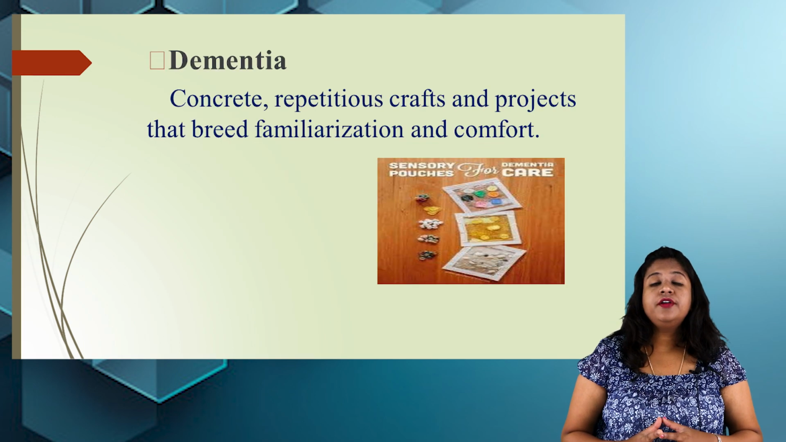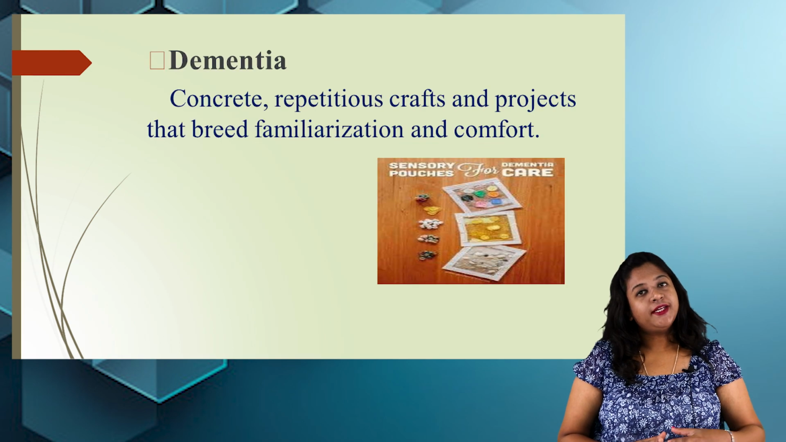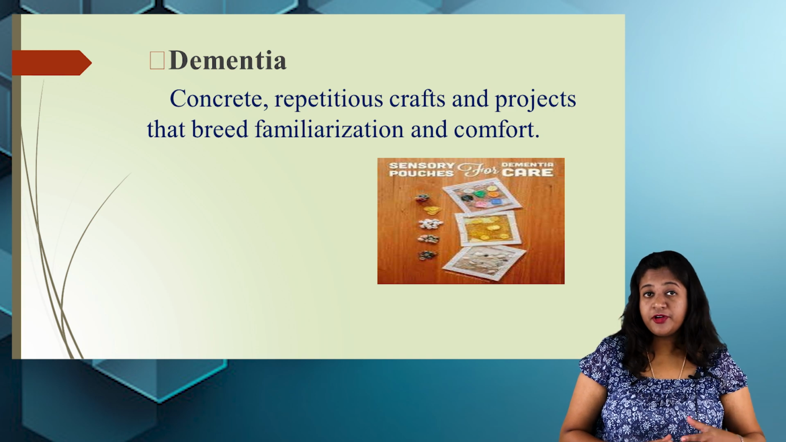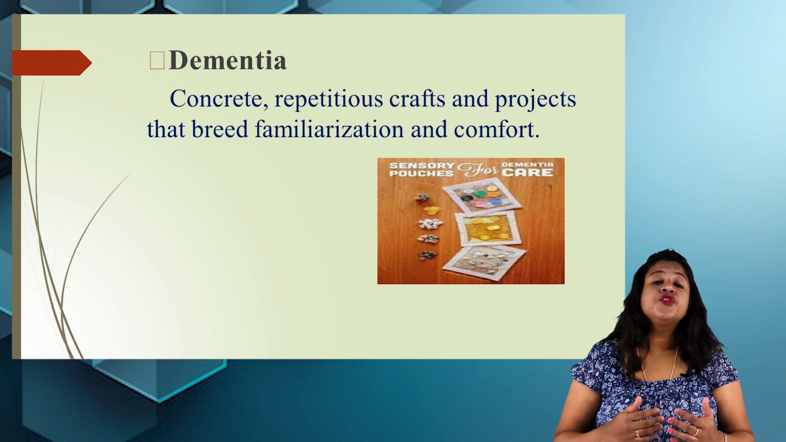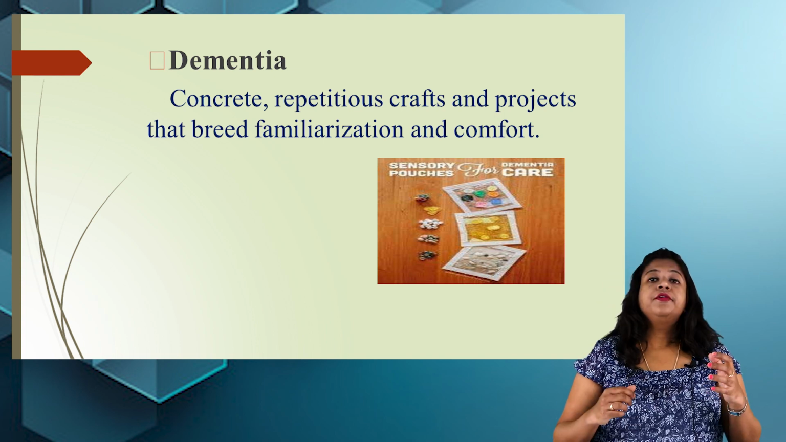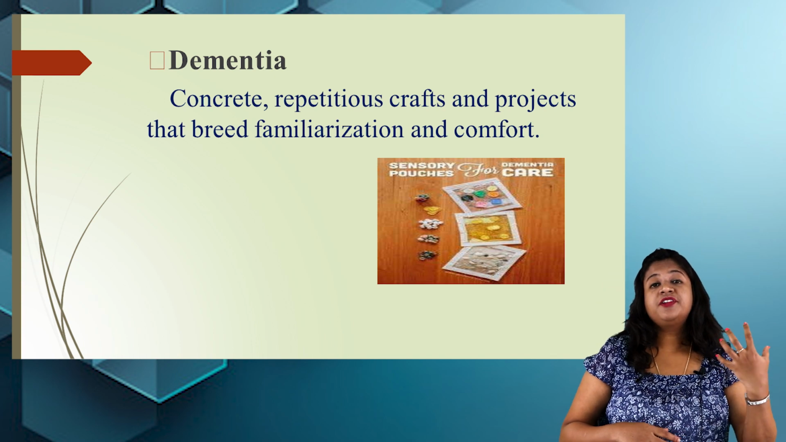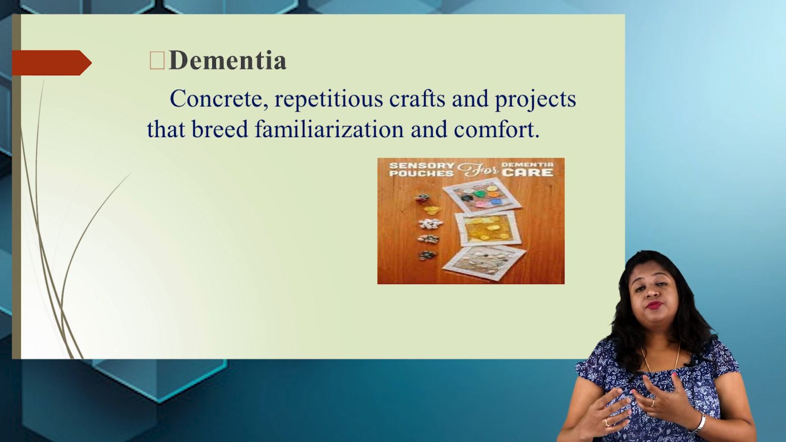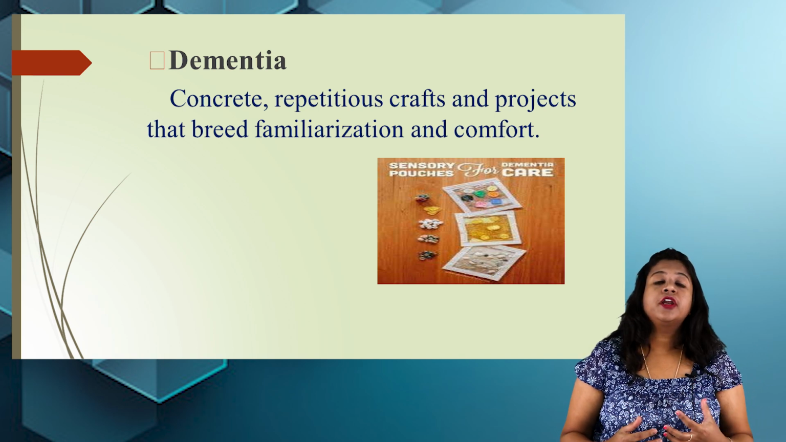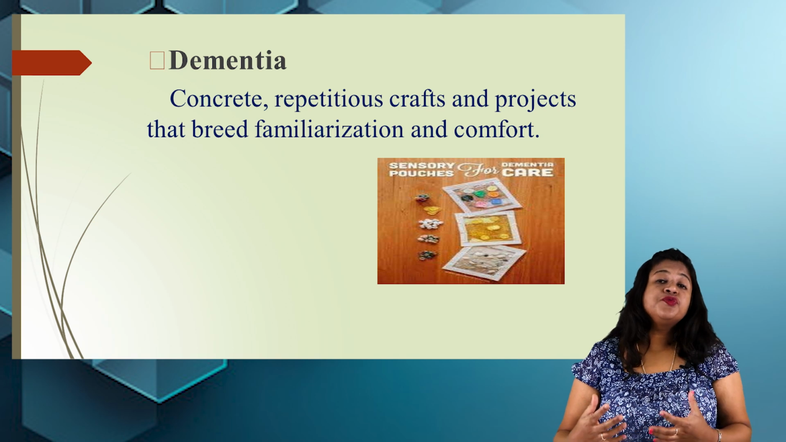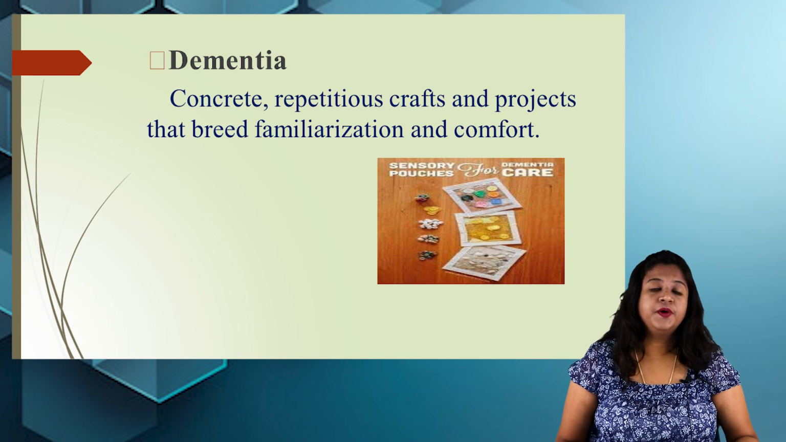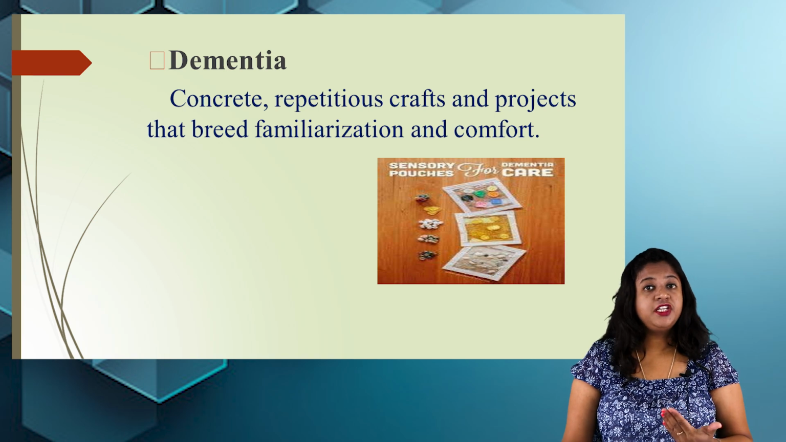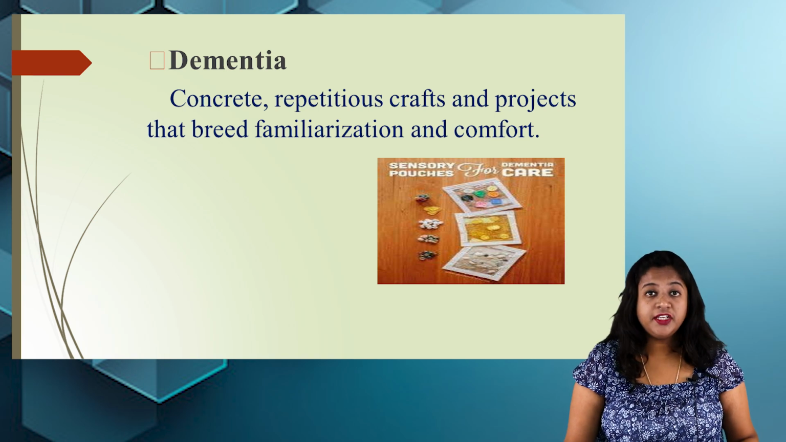The next disorder is dementia. In dementia, there is a problem with the memory, impairment in the memory. So, you give the activities which are going to improve the memory of the client. For example, you give concrete, repetitive activities like doing crafts or projects, which is going to breed familiarization as well as comfort. Such kind of activities you will plan for a client with dementia.